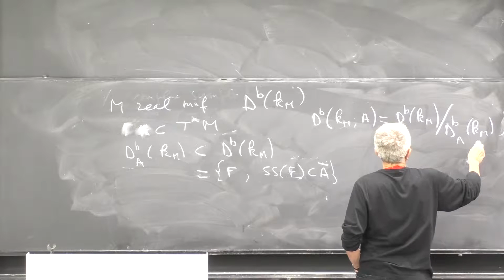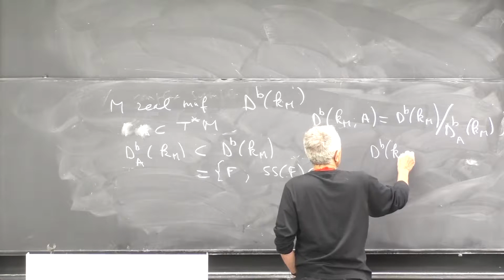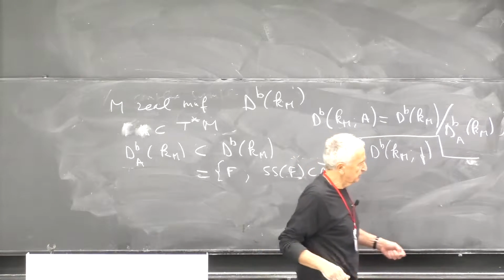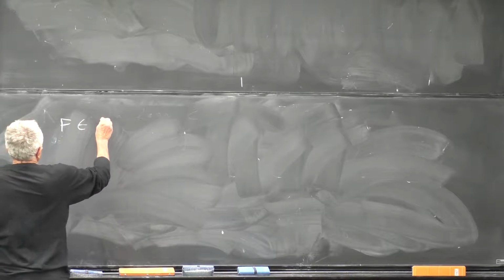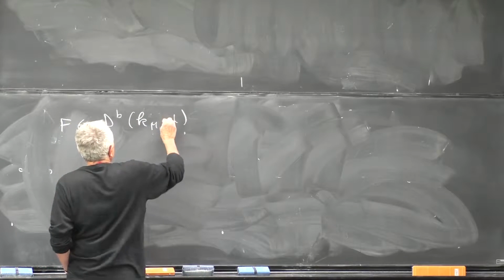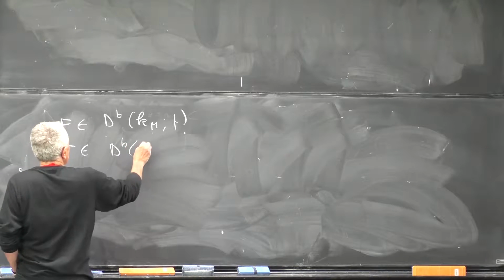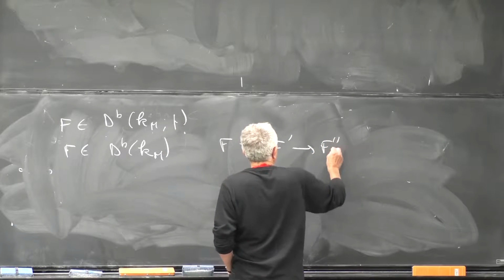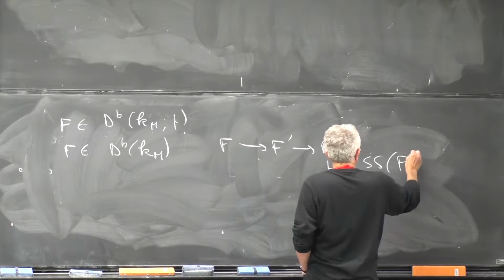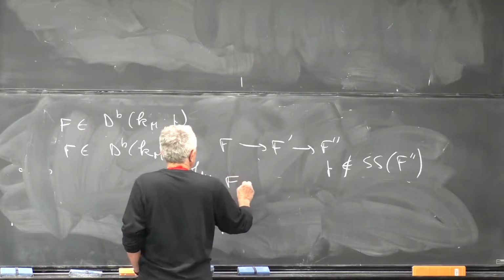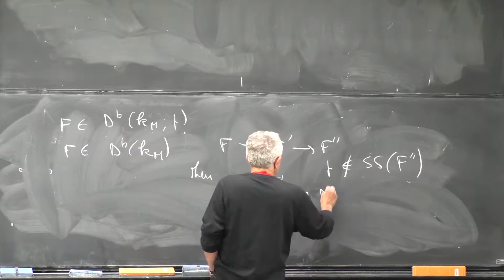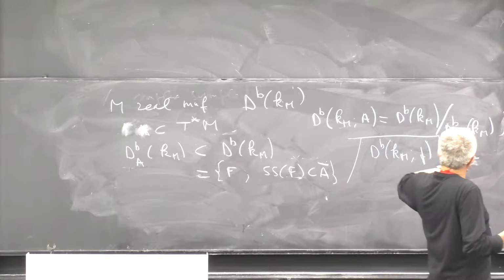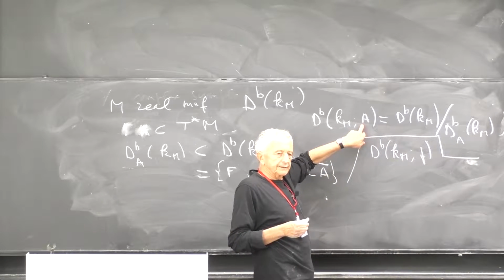So what will be important? What will be important is one point. So we localize. So what does it mean? Maybe I take one point. F belongs to D^b(k_M; p). It means that F is in D^b(k_M), but they are isomorphic if you have a distinguished triangle F' to F to F'' and p does not belong to the microsupport of F'', then F is isomorphic to F' in D^b(k_M; p). Okay, so you work modulo sheaves with microsupport that does not intersect A.